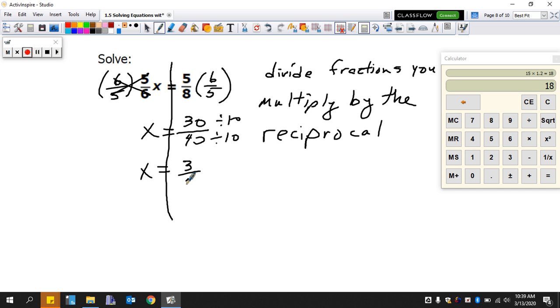The other way of simplifying this is to plug 30 divided by 40 into your graphing calculator and hit math, enter, enter.